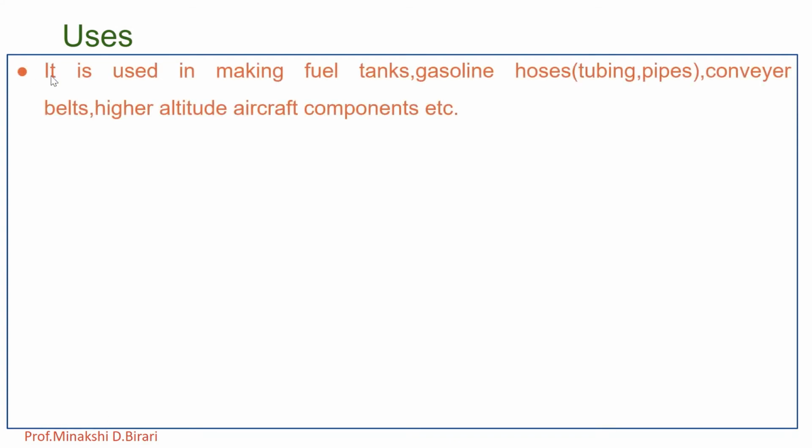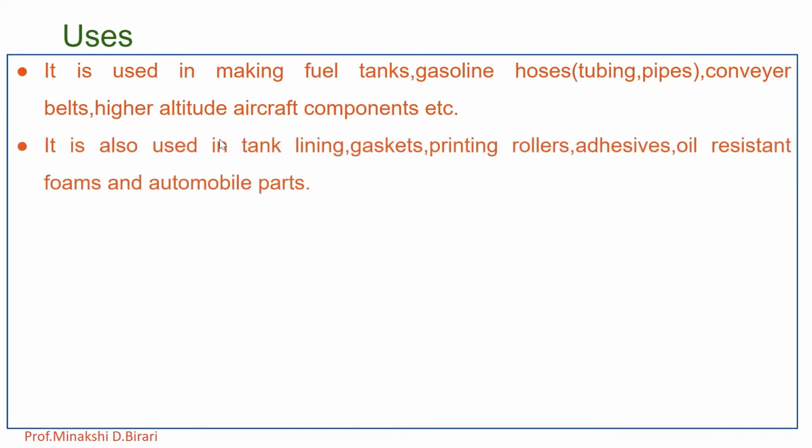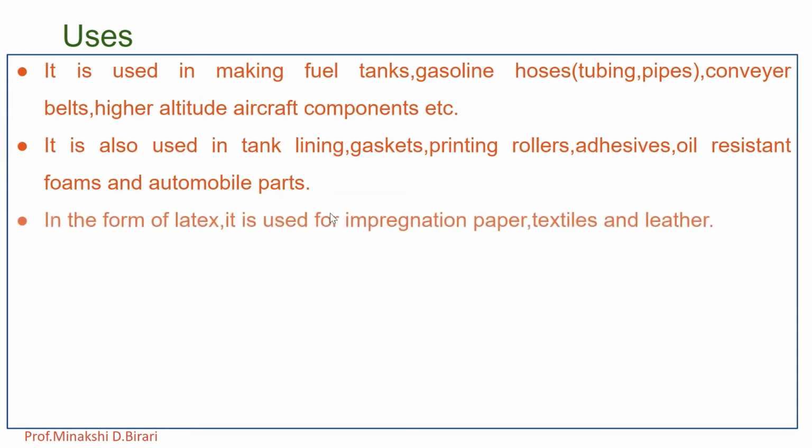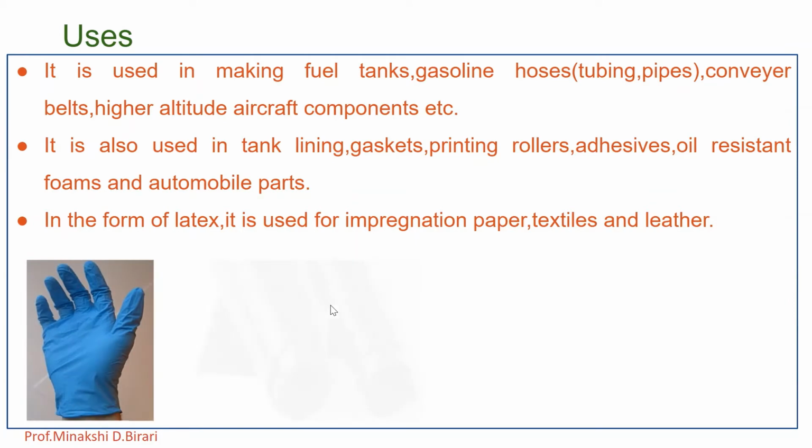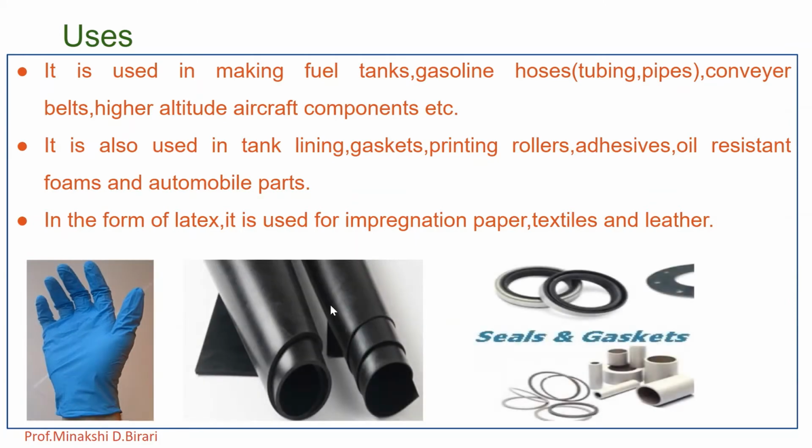It is used in making fuel tanks, gasoline hoses, conveyor belts, high altitude aircraft components, etc. It is also used in tank lining, gaskets, printing rollers, adhesives, oil resistant foams and also in automobile parts. In the form of latex, it is used for impregnating paper, textiles and leather. So these are the many uses of Buna-N.